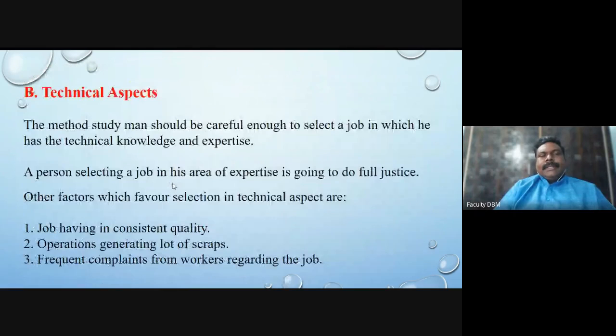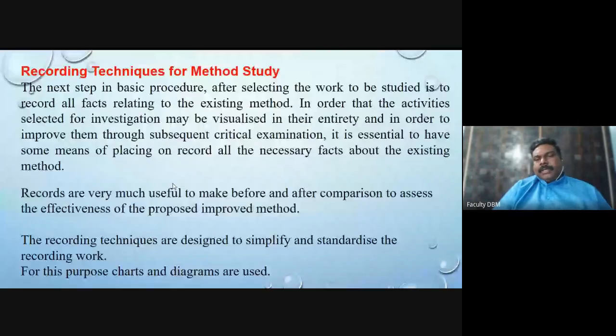Now we are going to see the second one, the recording techniques of the method study. How are we going to record this method study? After the selection of work to be studied, we have to record all the facts relating to the existing method. Now, we have selected a particular aspect that we need to investigate, and we have to record the things. Recording is very useful to make before and after comparisons to assess the effectiveness of the proposed method. So we are going to make some tool and check whether it is working or not. We are going to record a video and check again, so that any changes you want, you can make.